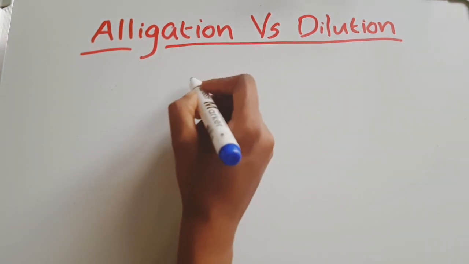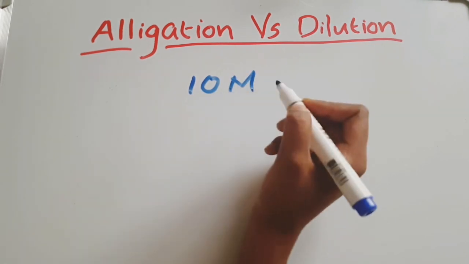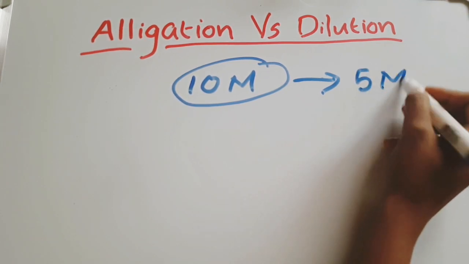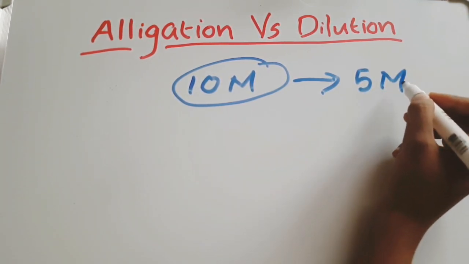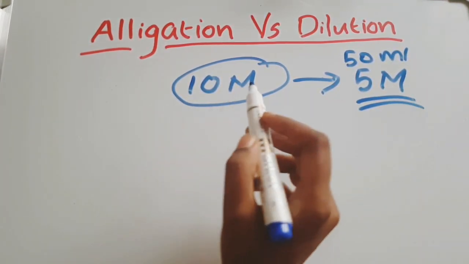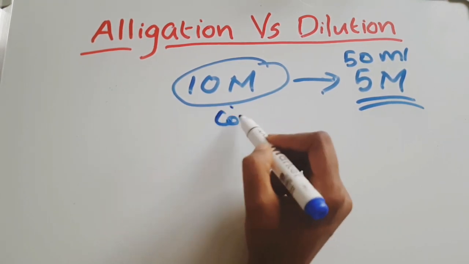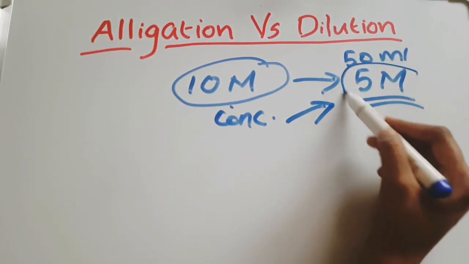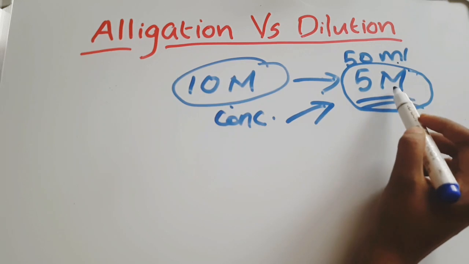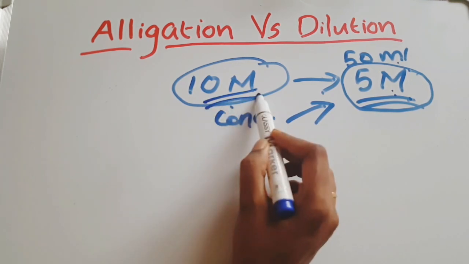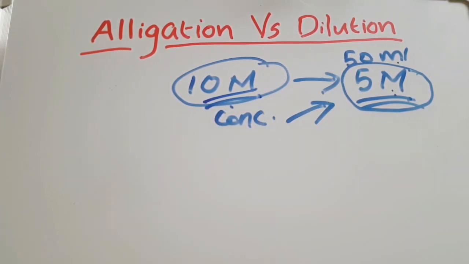Just consider you have a 10 molar solution, and from this 10 molar solution you have to prepare a 5 molar solution, or you have to prepare 50 ml of 5 molar solution. So from the 10 molar solution, which is the concentrated one, you have to dilute it into 50 ml of 5 molar solution. Now we have to calculate the quantity of 10 molar solution that should be taken for this dilution. This is a simple calculation.